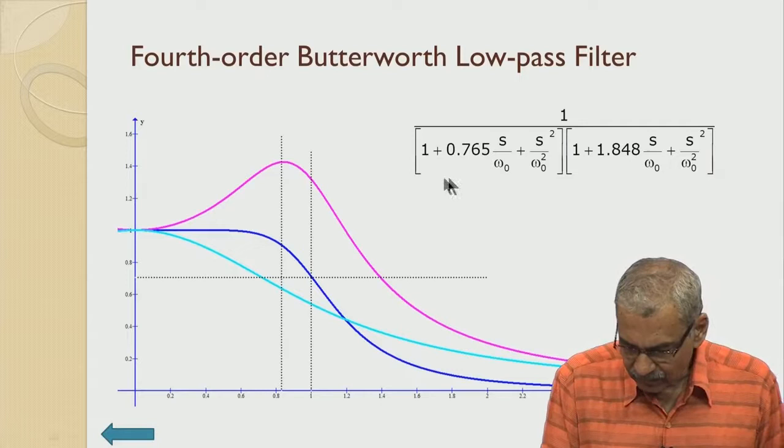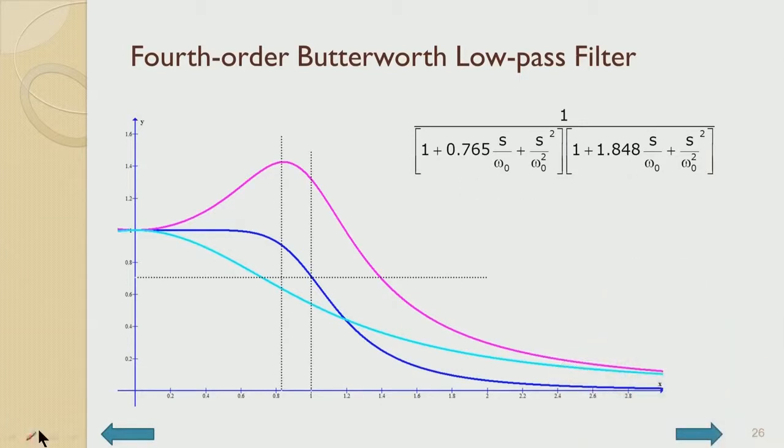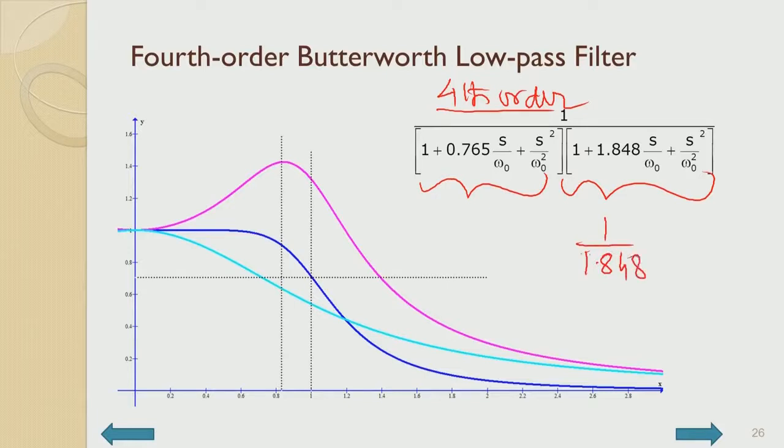That is, this is for a fourth order Butterworth filter. Fourth order means it can be designed by cascading one second order section with another second order section. What is the logic behind this? The first second order section has low Q, corresponding to 1 by 1.848, that is Q1, and it is cascaded with another which has a high Q, Q2 equal to 1 by 0.765. So, this is the peaking that it shows with Q2 equal to 1 by 0.765.